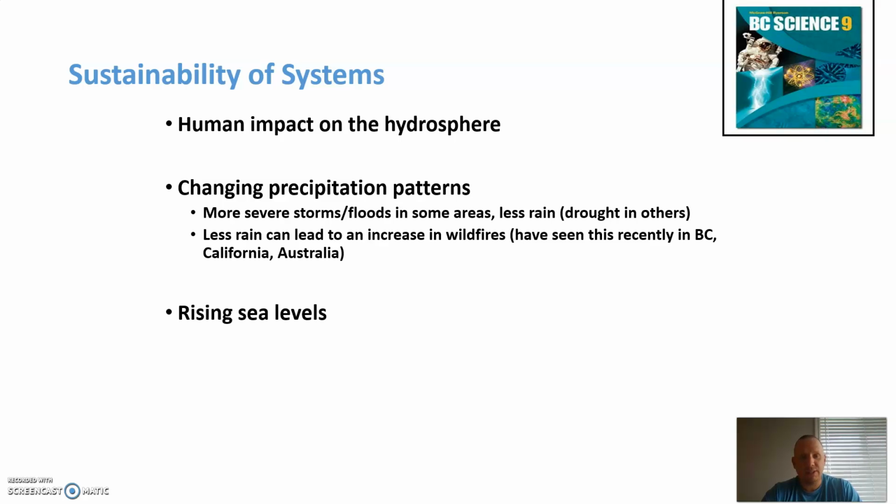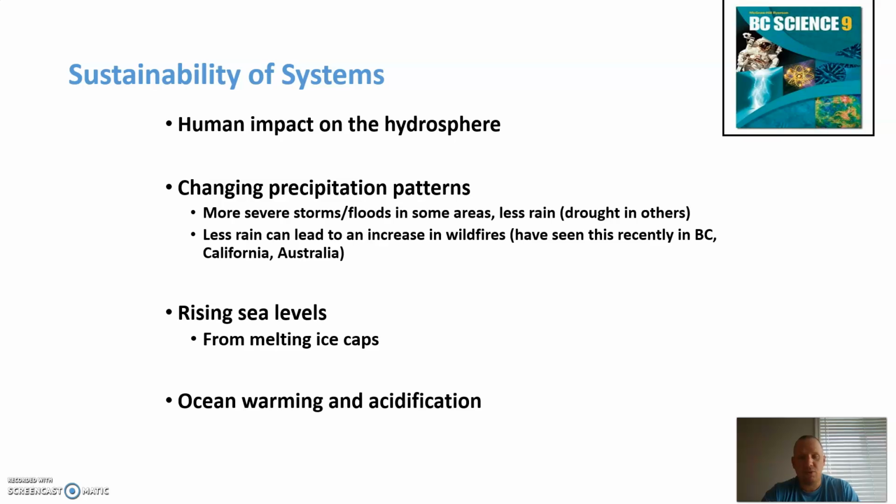Rising sea levels, as the ice caps melt, more fresh water gets put into the ocean, and also the thermal expansion of water: as water heats up, the space between the molecules expands a bit, so the water actually expands as well, and that leads to rising sea levels.